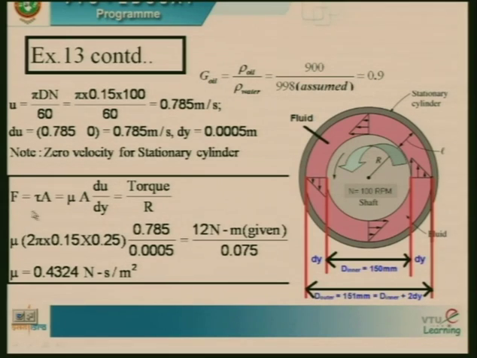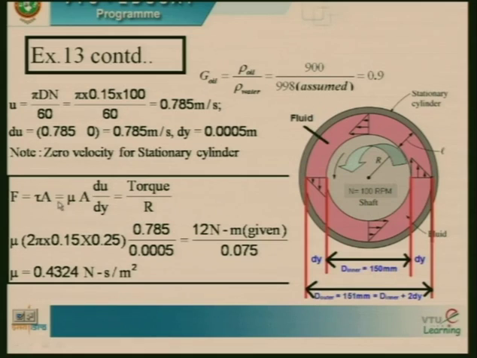the shear force, tau into A, is equal to mu into A into du by dr, which is nothing but torque by R. You remember, torque is equal to F into R. So, F will be equal to torque by R. I repeat, torque is equal to shear force into radius. So, torque divided by R is equal to shear force F.